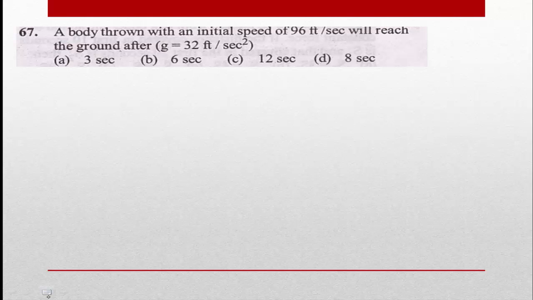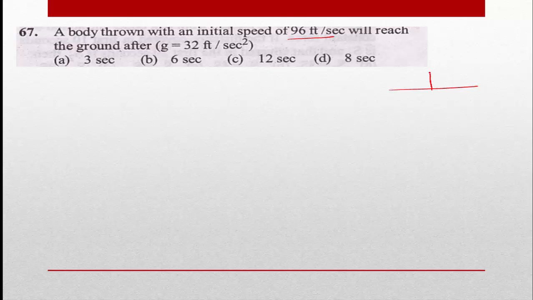And the next problem is, a body thrown with an initial speed of 96 feet per second. Body thrown with an initial speed of 96 feet per second and will reach the ground after, g equal to 32 feet per second square. It is very simple concept.